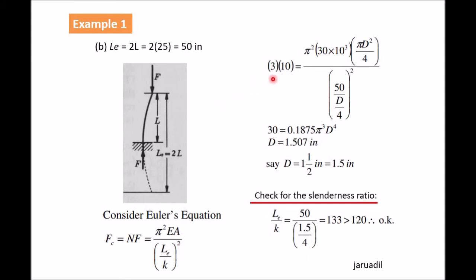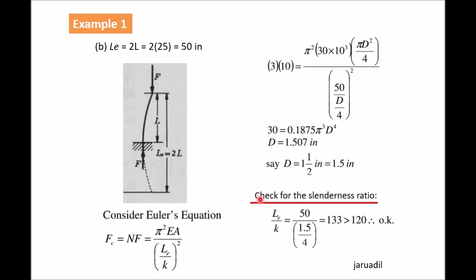So, by substitution, this is your factor of safety, 10 kips, your F, yung actual load, pi squared 30 times 10 raised to 3 KSI E. This is your area, pi d squared divided by 4. Ito yan. Then, LE over K. So, ang effective length is 50. Ang K, the radius of gyration is D divided by 4. Then, using your calculator, we find the diameter equal to 1.507 or say 1 and 1/2 inch.